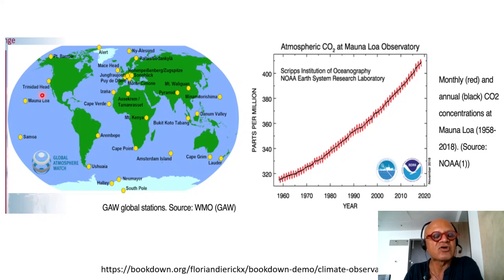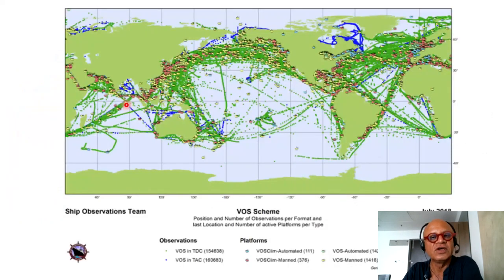CO2, we will see later on, is a well mixed, long residence time gas. So if you measure at one or two stations, you get a good sense, but a lot of stations are added to do other detailed work on sources and sinks and countries' contributions, and so on and so forth.